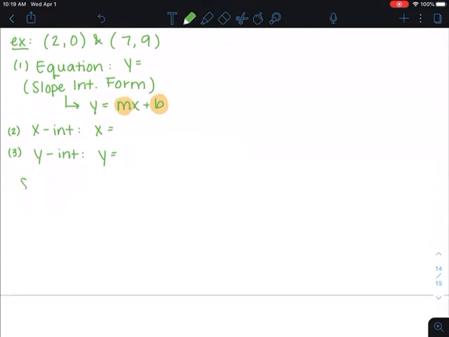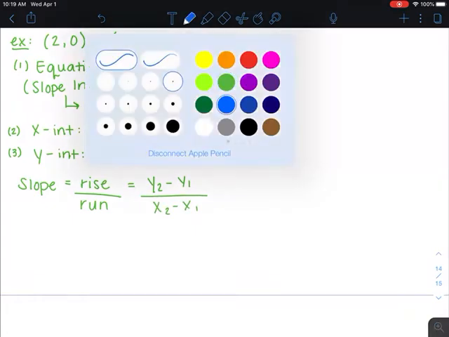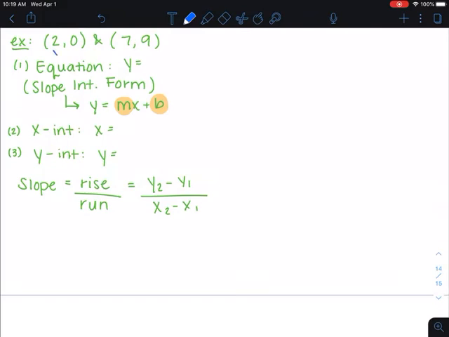Alrighty, so another thing, a formula: slope is equal to rise over run. It is also equal to y2 minus y1 over x2 minus x1. So don't forget, your points are x comma y. I'm just going to say this is the first point they give me, and this is the second point they give me.